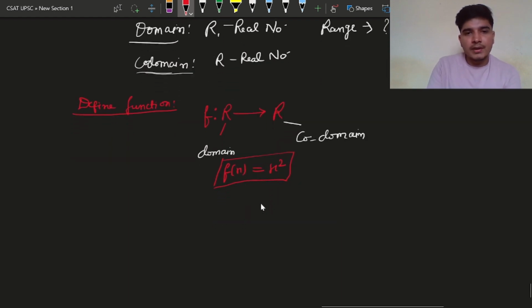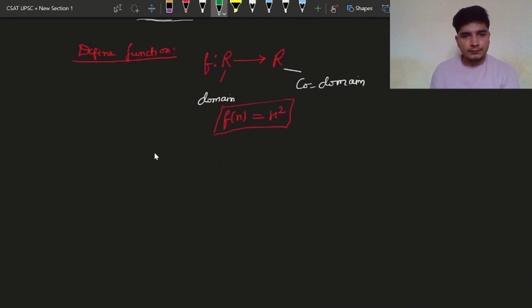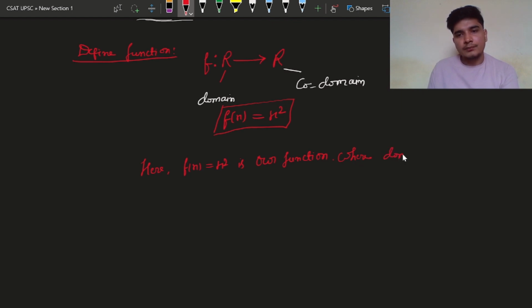It is our function. And by this, what conclusion can we say? That here f(x) equal to x square is our function, where the domain is nothing but the input, the domain is real numbers, and the codomain is also real numbers. So in this way we can define a function.